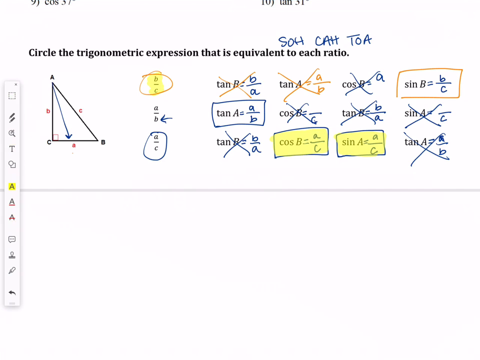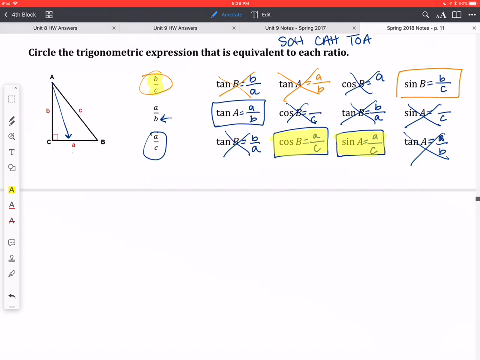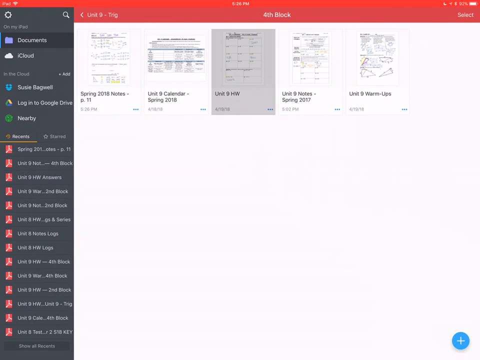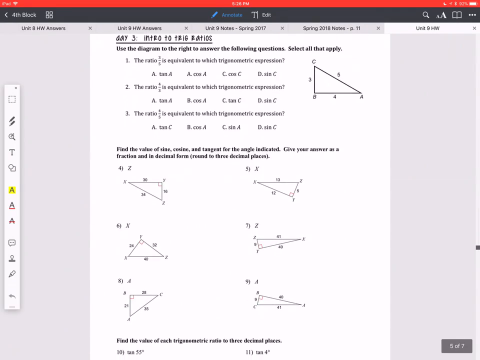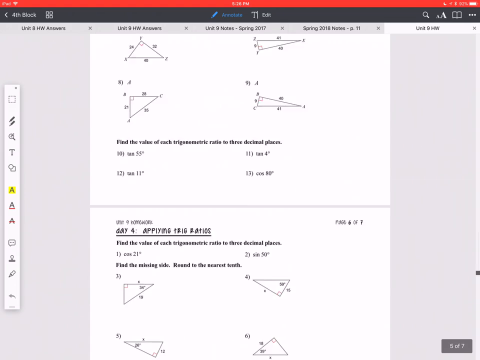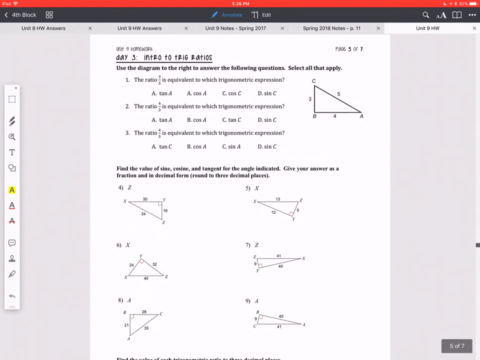Okay, y'all, that's all of our notes for today. If you need to pause this video and go back to any section, feel free to do so. I do want to take you to our homework for today. Homework for today is day 3, and it is just this one page out of your homework. If you have time left in class, which you should, you can work on that homework and complete it. Be ready for me to check it tomorrow.